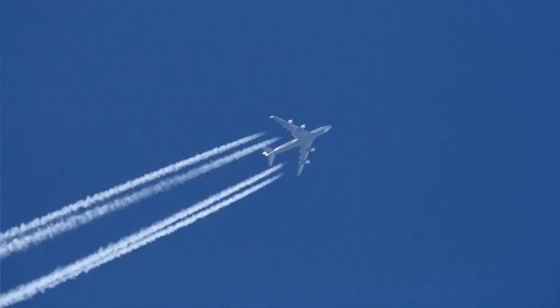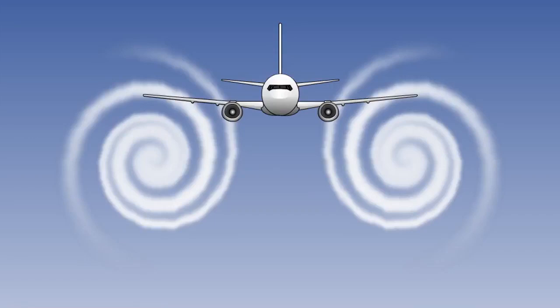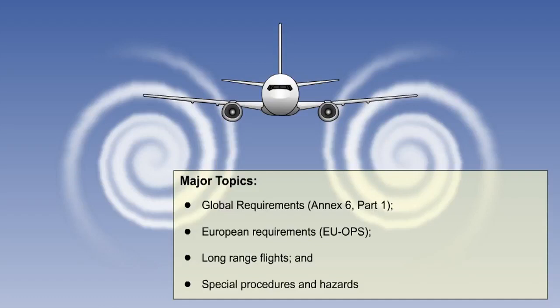Having discussed the legal framework, which is binding both globally, Annex 6, and community-wide, EU OPS, we will move to the issues surrounding long-range operations, particularly those pertaining to remote areas, oceans, deserts, mountain ranges, etc. Finally, we will examine special operations and their effects on a large multi-jet engined aeroplane, such as ditching, wake turbulence, contaminated runways, etc. To this end, this subject is split into 4 major topic areas, namely global requirements, European requirements, long-range flights, and special procedures and hazards.